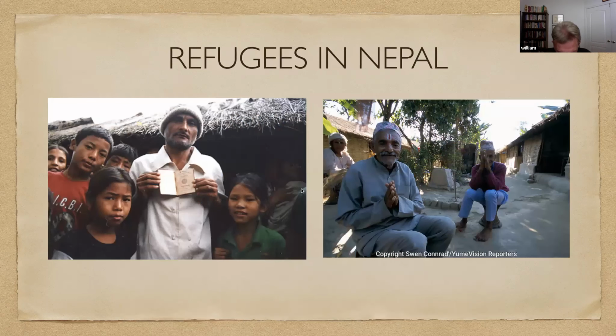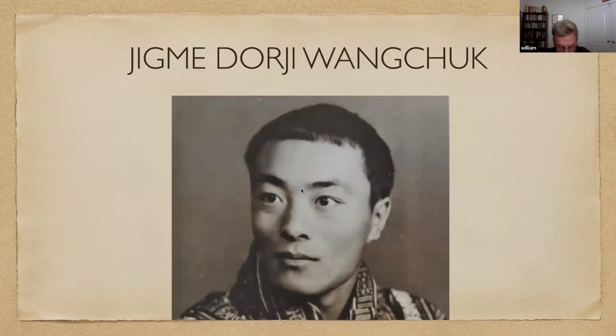So what happened in 1988? Well, in 1988, the government decided to conduct a census in southern Bhutan to guard against illegal immigration. Now, have we heard that term before? To guard against illegal immigration. Sorry, I want to get back to this.